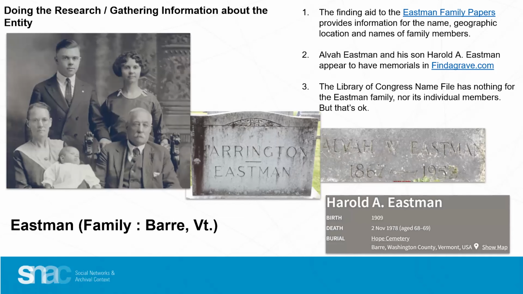Like other examples that we've discussed, starting with the finding aid is where most SNAC records begin. Unlike notable names, there's nothing for the Eastmans in Wikipedia, and no names in the Library of Congress name authority file, but that's okay. We have patterns to follow when forming the name, and then other sources for individuals' information to help us nail down the heading.